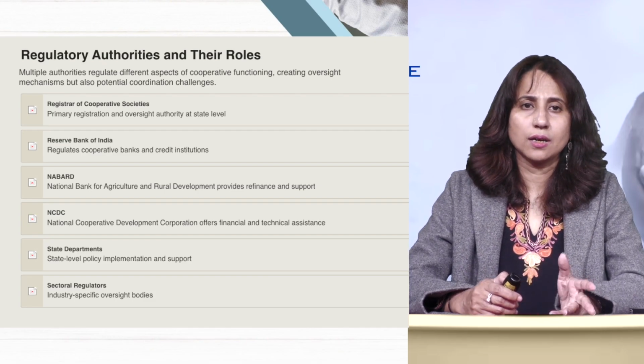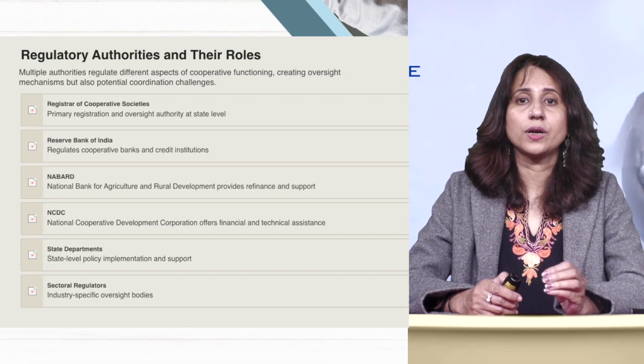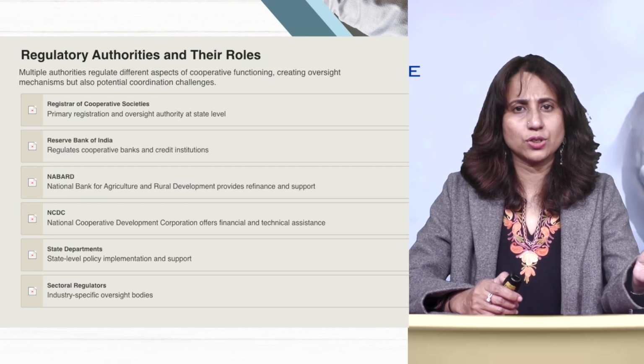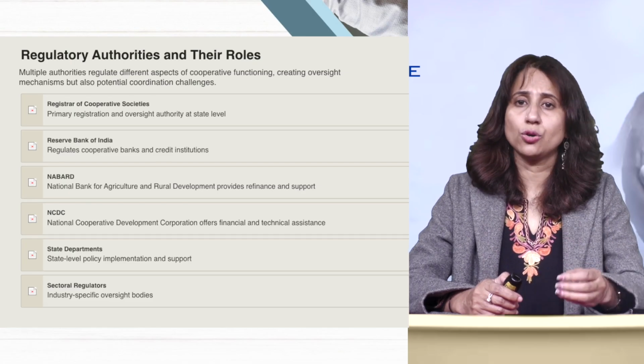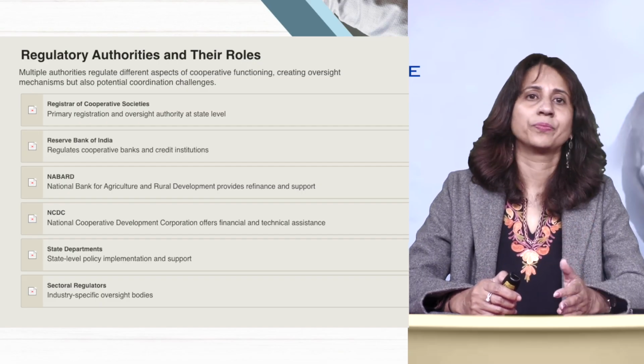Then there are sectoral regulators. Depending on activities, cooperatives may face regulations by sector-specific authorities, like food safety regulations for processing cooperatives, or pollution control boards for industrial cooperatives, then housing authorities for housing cooperatives, and so on. Then there are government support schemes also. The government provides various forms of support, recognizing the cooperative development role, though quality and effectiveness of the support vary.